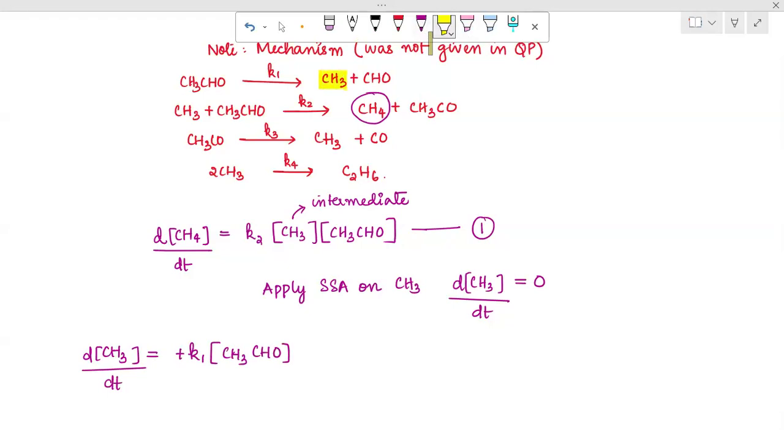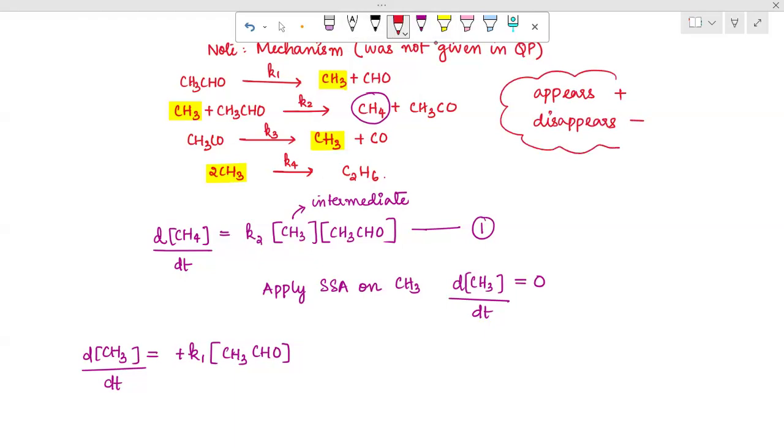In the first step, it is forming. In the next step, it is disappearing. In the third step, it is forming. And in the fourth step, it is disappearing. So we need to be careful of the plus and minuses. If it appears in any of the processes, you put plus in front of the rate constant. If it disappears in any of the steps, you put minus in front of the rate constant.